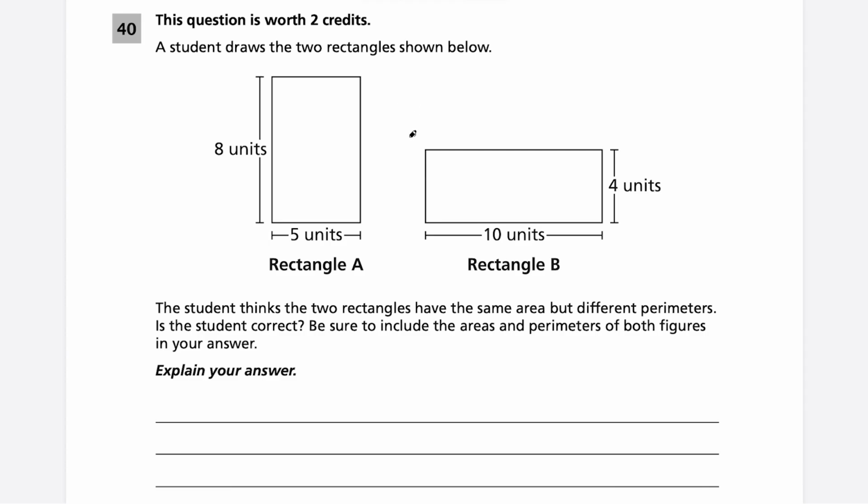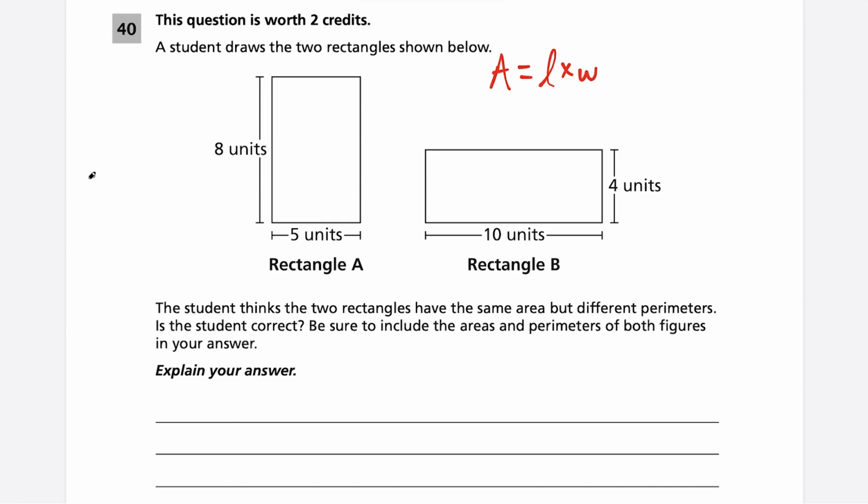Question 40, a student draws the two rectangles shown below. The student thinks the two rectangles have the same area but different perimeters. Is the student correct? And we have to be sure to include the areas and perimeters of both figures in our answer. So for this question, it helps to know the formula area equals length times width. This is the formula you want to use when you're finding the area of a rectangle.